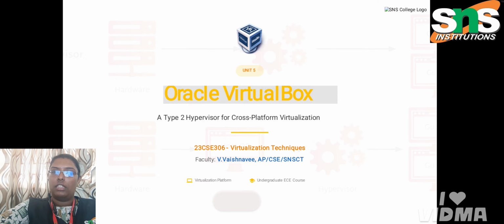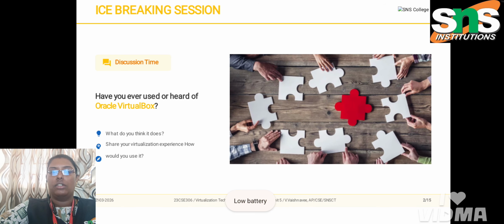Today we're going to discuss Oracle VirtualBox, one of the most popular virtualization platforms used for creating and managing virtual machines. In modern computer environments, organizations and developers often need to run multiple operating systems on a single computer. Purchasing separate hardware for every operating system becomes expensive and inefficient. This challenge is solved using virtualization technology.